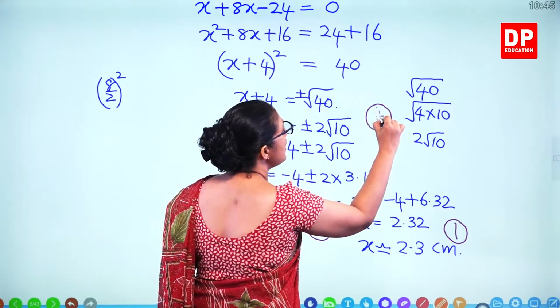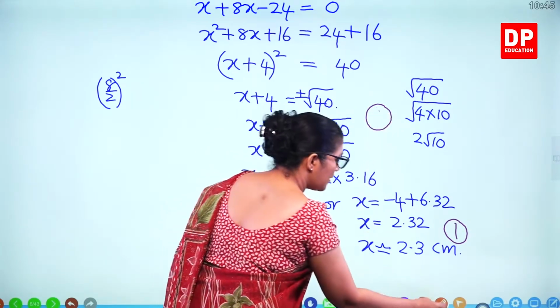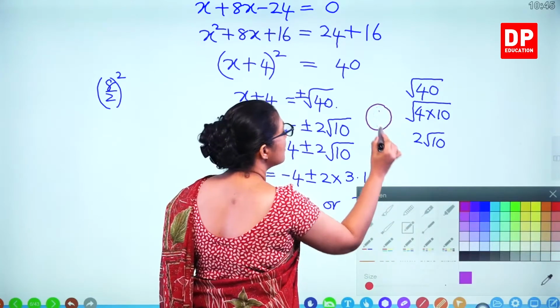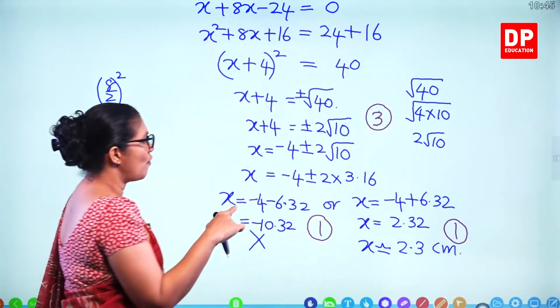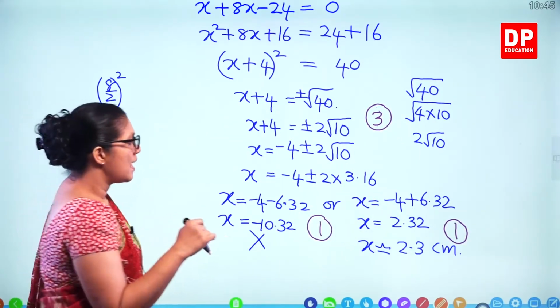You give 3. So 5 already given. So this is 3. 3, 4, 5. 5 and 5, 10 marks.